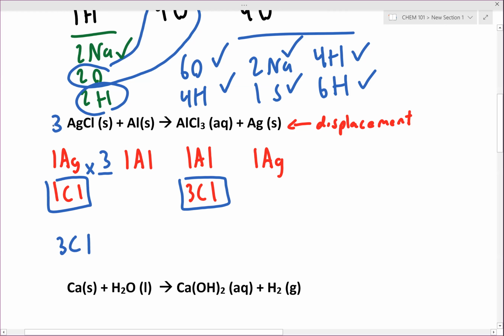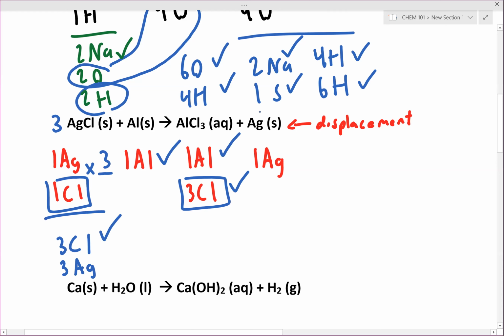Now, when you revise your coefficients, if you have 3 silver chlorides, will your amount of silver atoms change? Yes. How many silver atoms do we now have? 3. And this is really important. Don't forget to adjust your coefficients. Okay, perfect. So now chlorine is balanced. Aluminum is still balanced.